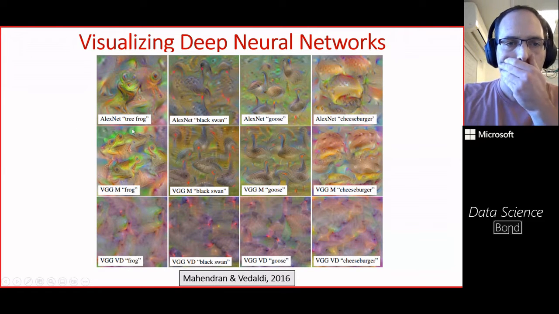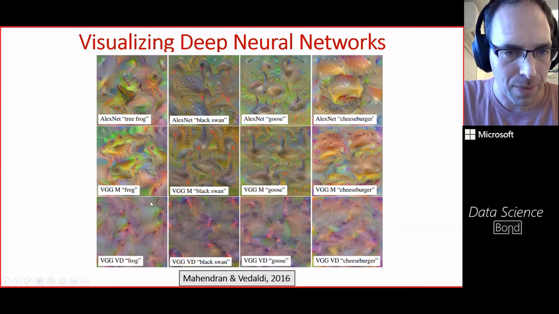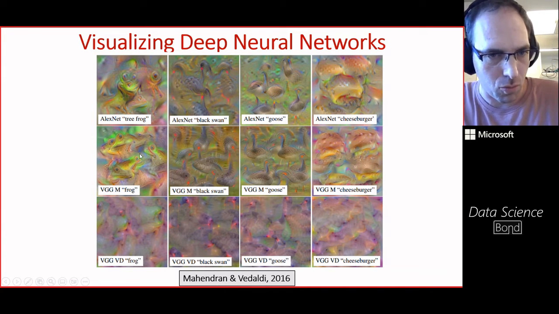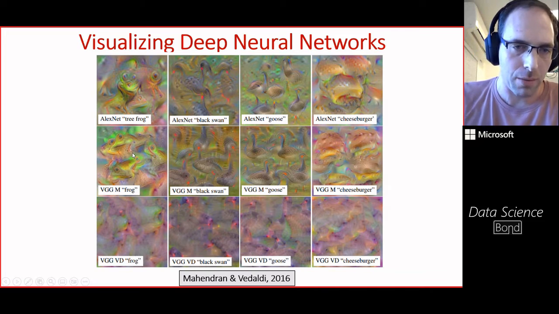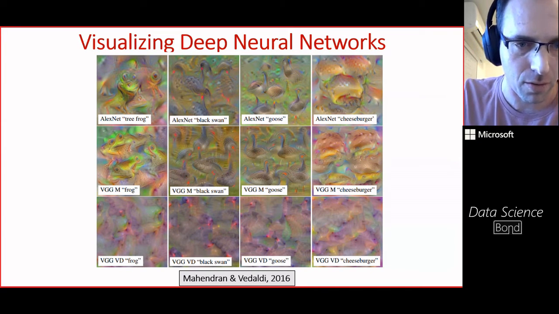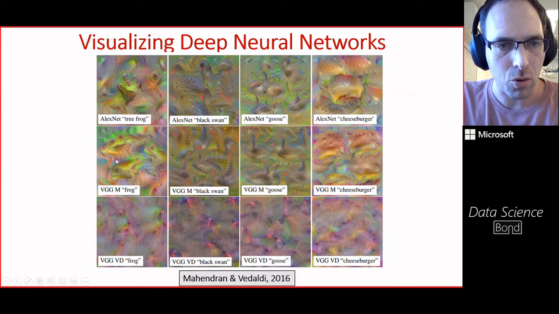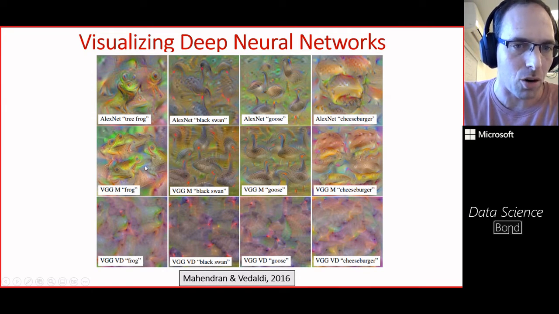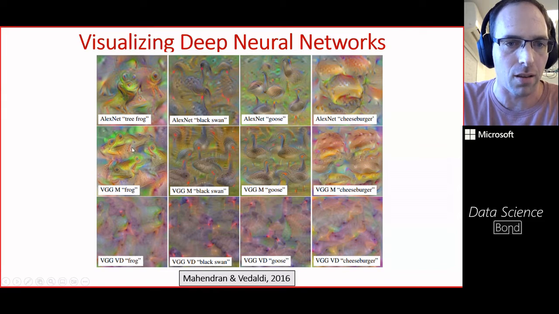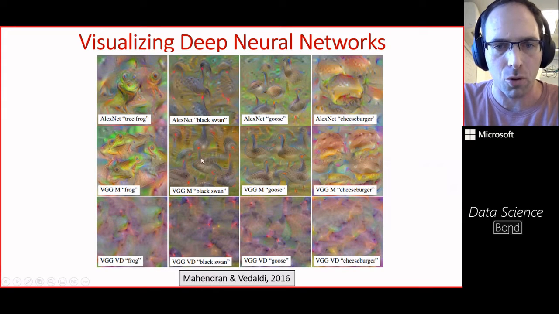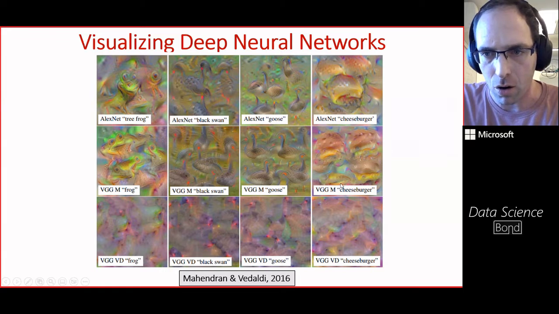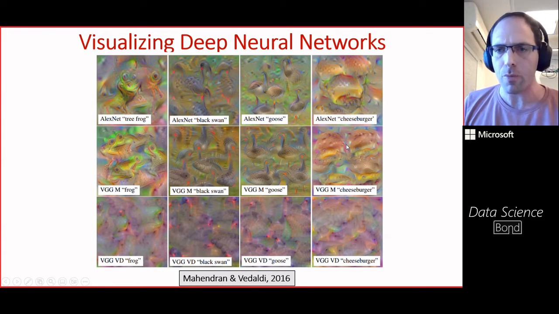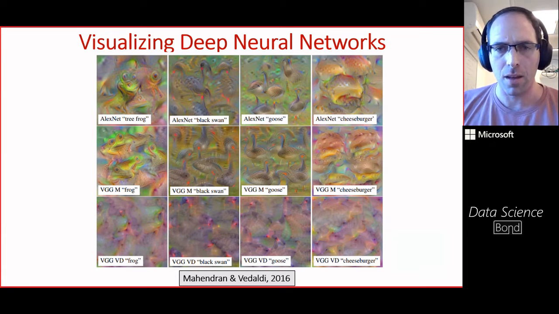So for example, if they try to maximize the label of the frog and change the input in order to see what input would maximize this frog score. So that's what they're going to see. Something starts popping out on this image. You see these kind of eyes of the frogs, or if you do it with black swan, you see this beak, or a cheeseburger here. You see that. So the image is going to change in order to maximize something.